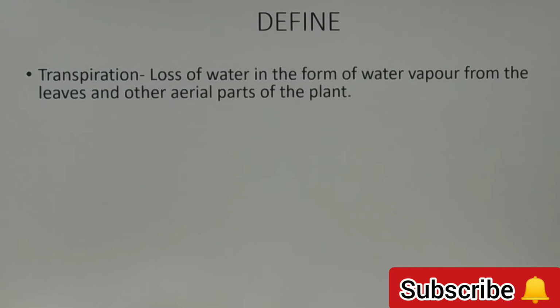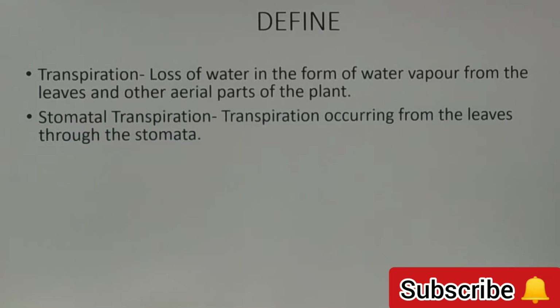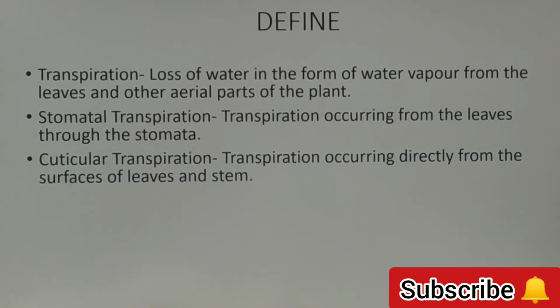Transpiration: loss of water in the form of water vapor from the leaves and other aerial parts of the plant. Stomatal transpiration: transpiration occurring from the leaves through the stomata. Cuticular transpiration: transpiration occurring directly from the surfaces of leaves and stem.